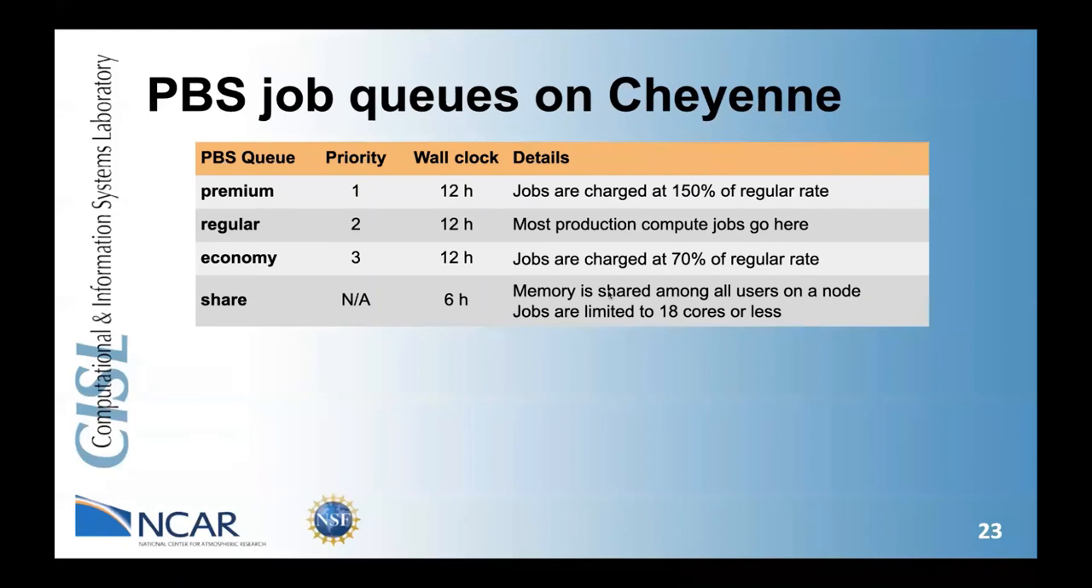Okay, again, real quickly, there's queues on Cheyenne: premium, regular, economy, and share. Regular is where you'll do most of your work. Premium, if you have something you really need to get done, premium jobs will run quicker, but they charge 50% more than a regular job. And economy is where you'll end up running if you run out of money. You probably won't do it on purpose.